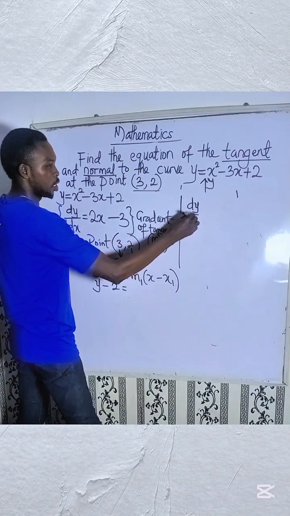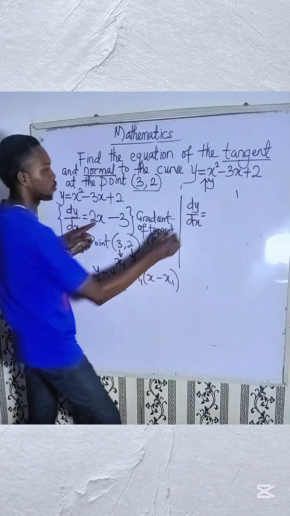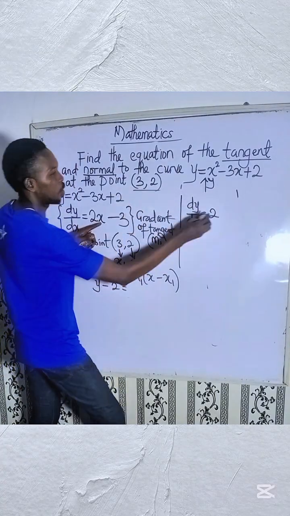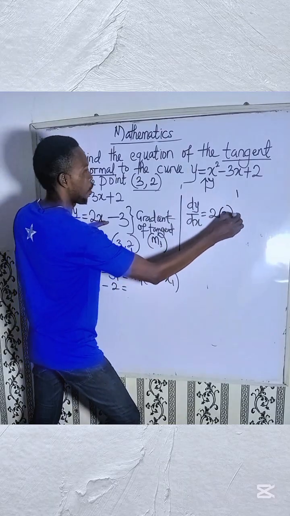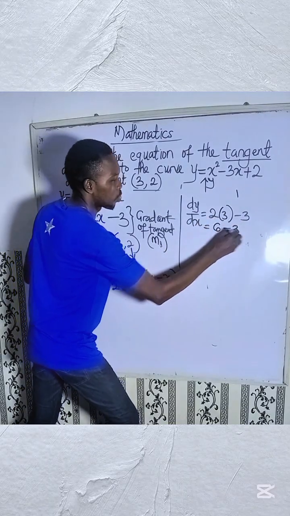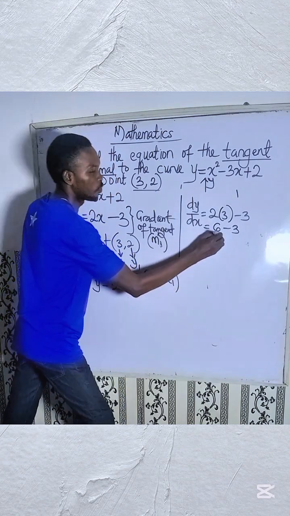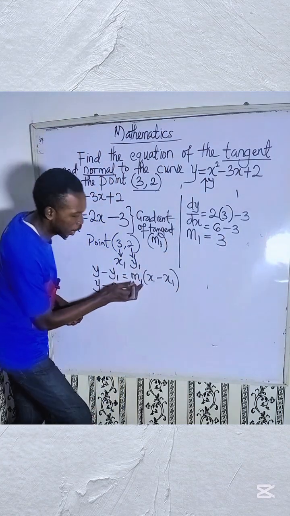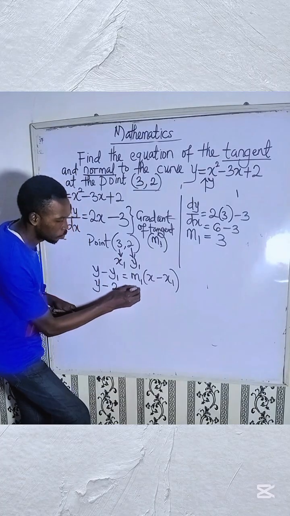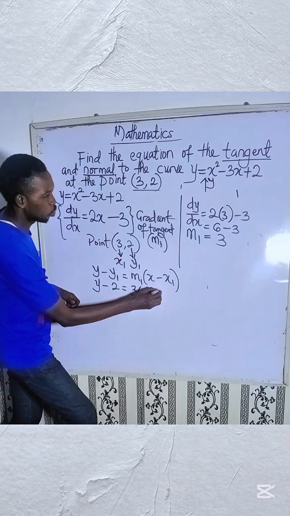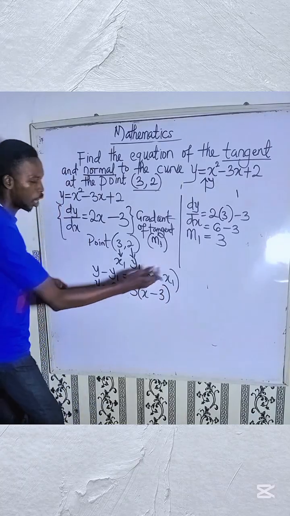Since I have dy/dx equal to 2x minus 3, instead of writing x, I'll substitute 3. So 2 times 3 gives me 6 minus 3. 6 minus 3 is 3. It means that the gradient of the tangent is 3. So instead of writing m1 here, I'll change it to 3 times x minus x1, and x1 is 3.